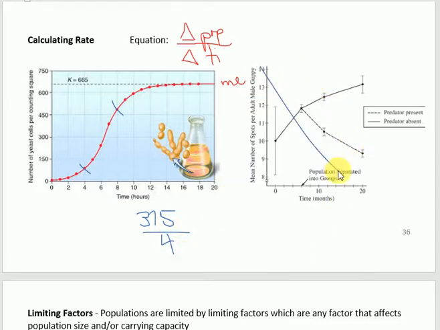This diagram here we're actually not going to worry about. But you should be able to make sure that you understand what each line is saying about the predator and the prey.